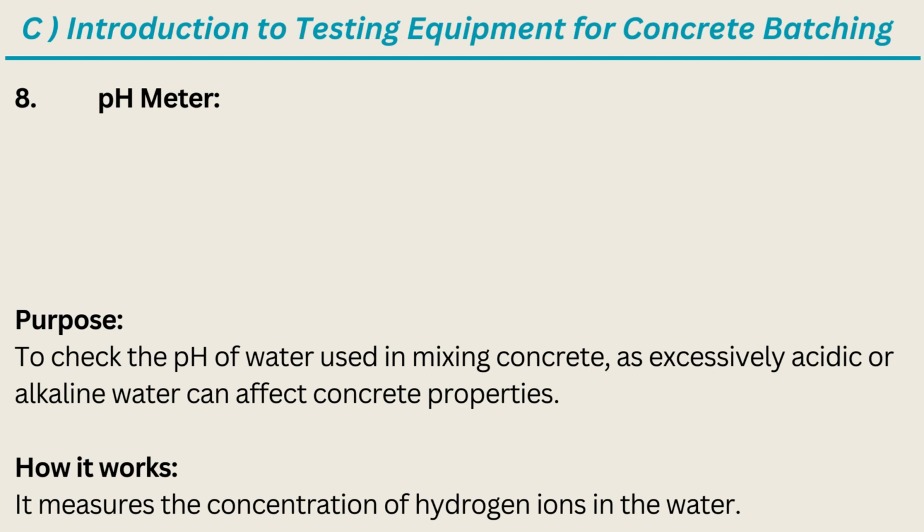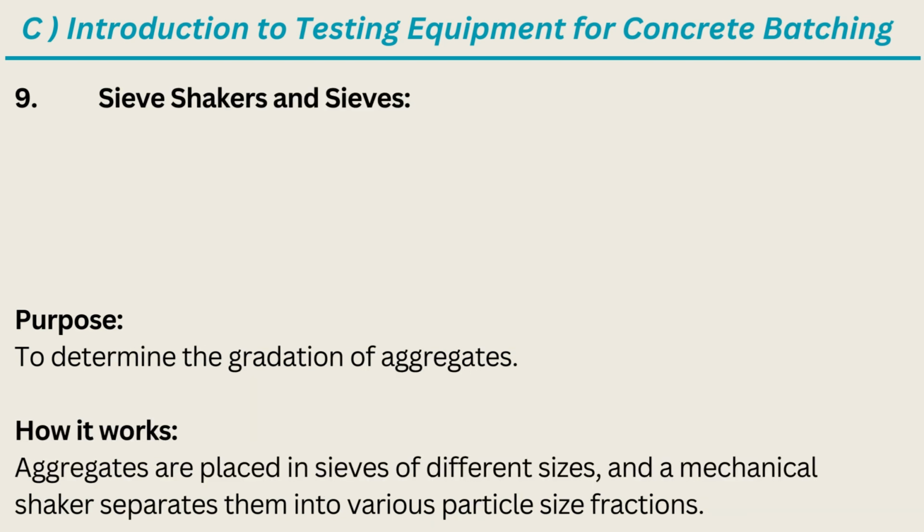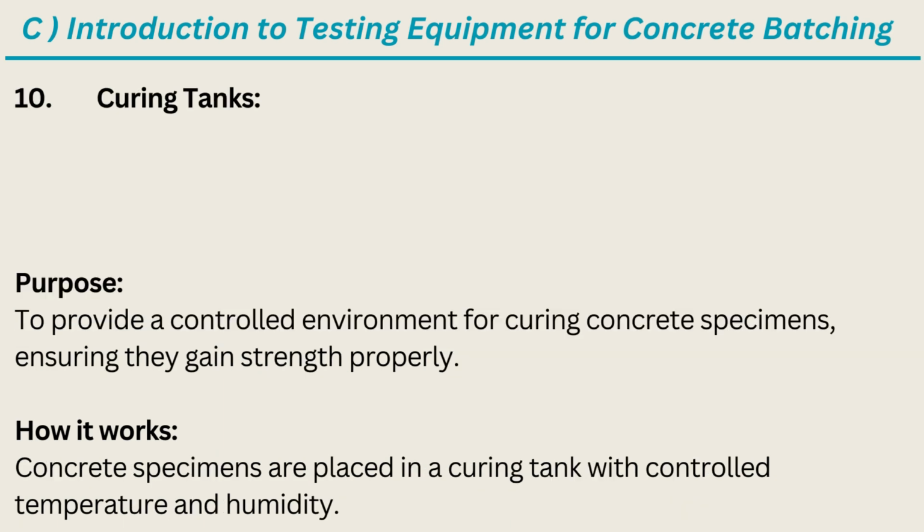How it works: it measures the concentration of hydrogen ions in the water. 9. Sieve shakers and sieves. Purpose: to determine the gradation of aggregates. How it works: aggregates are placed in sieves of different sizes, and a mechanical shaker separates them into various particle size fractions.